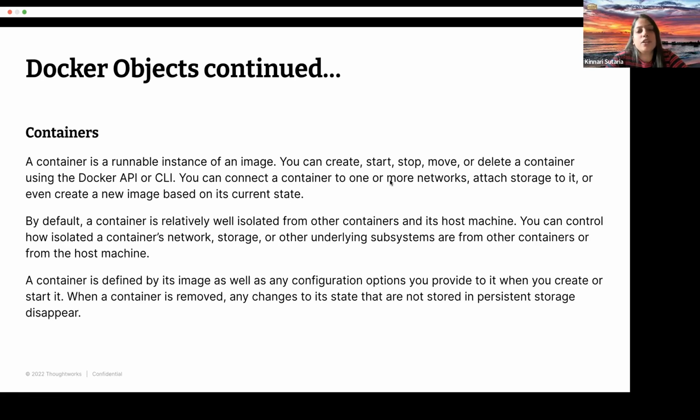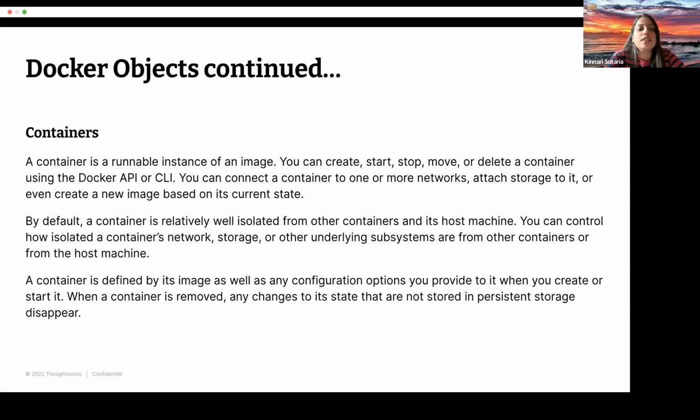You can connect a container to one or more networks, attach storage to it, or even create a new image based on its current state. Okay. So you can connect one or more networks to the container. We'll see in the networking part how we connect to a network, how we disconnect from the network, and how we can even reconnect it to the network. Okay. It is that flexible. You can connect and reconnect the network as well. So you can imagine how flexible Docker is, right?